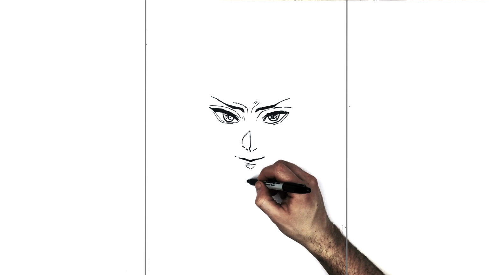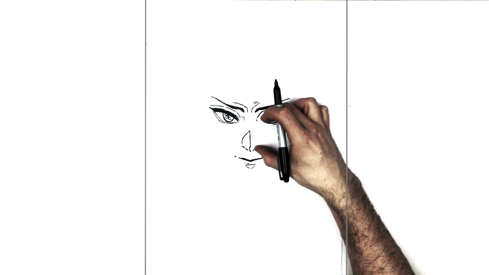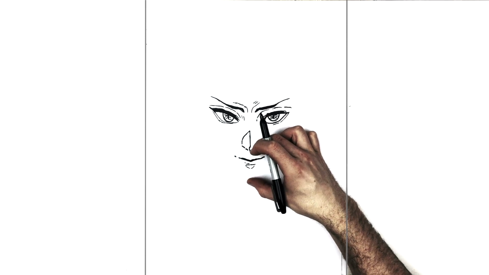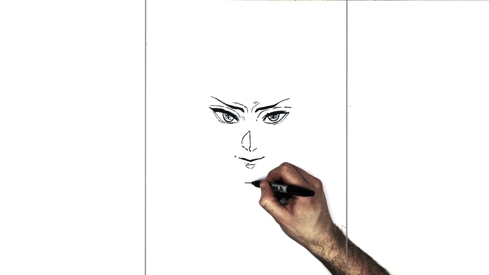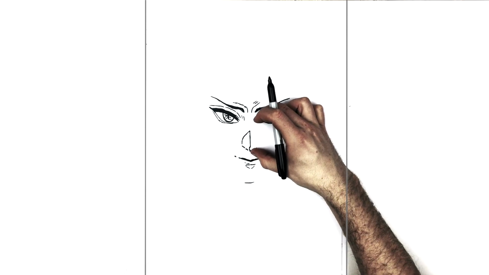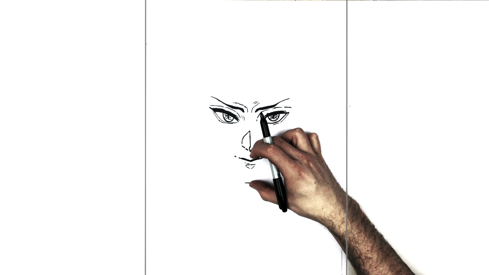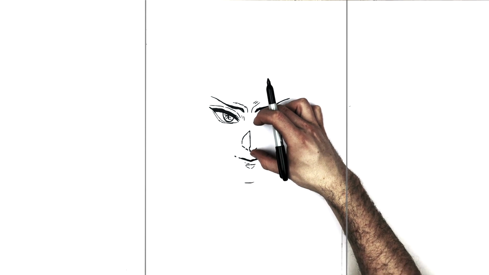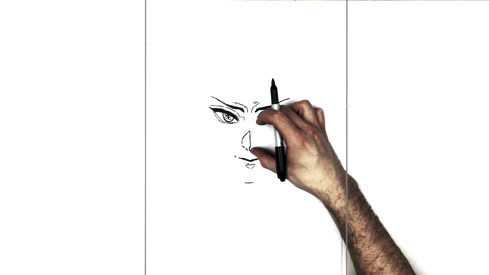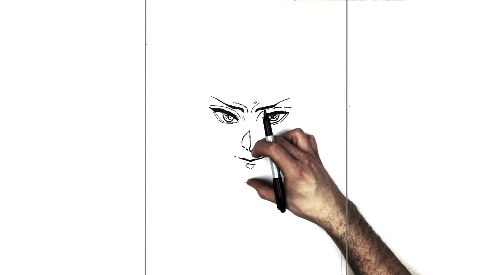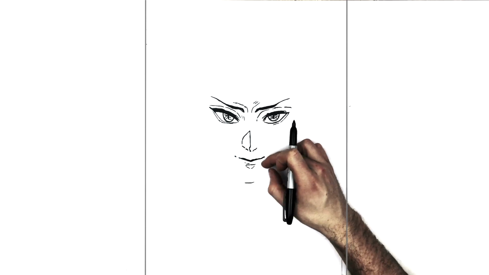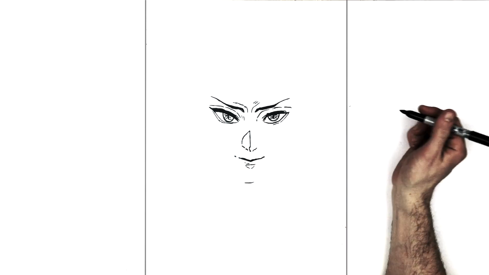So then his chin. His chin should be about here. Yeah, so the distance from the nose to the chin is the same as from the nose to the eyes, just there, about the center of his eye. So that's your proportion. And the bottom lip is halfway between the nose and the chin.